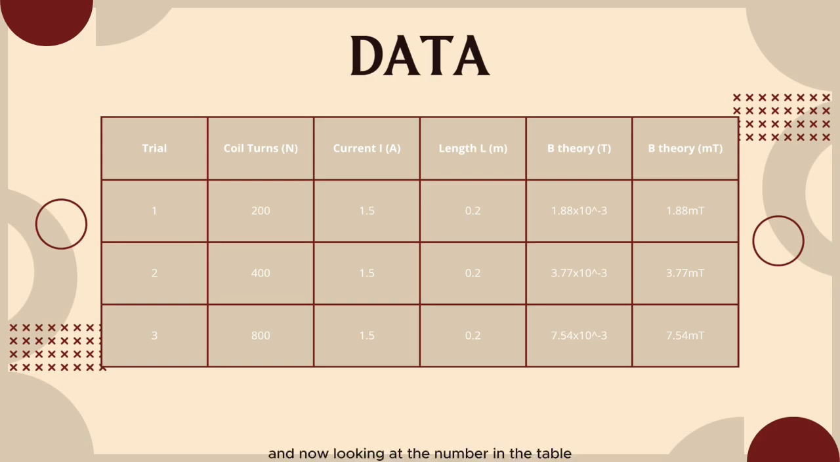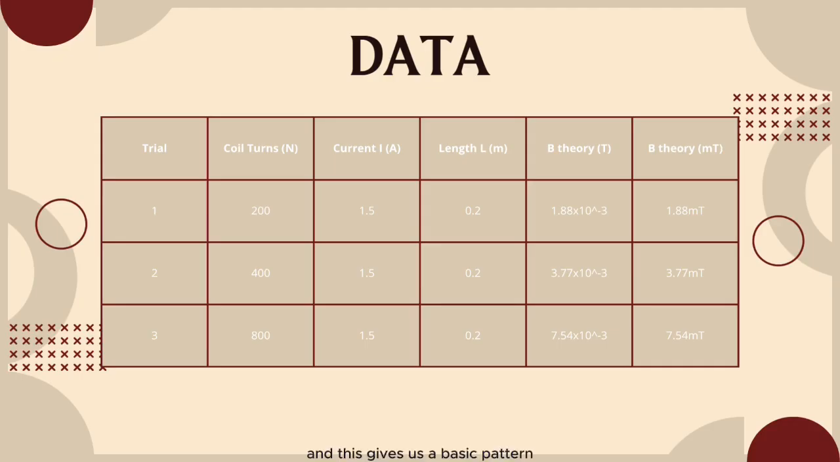Now looking at the numbers in the table, the 200 turn coil gave a magnetic field of about 1.88 millitesla. When we switched to the 400 turn coil, the magnetic field went up to 3.77 millitesla, and with the 800 turn coil, it jumped all the way to 7.54 millitesla.